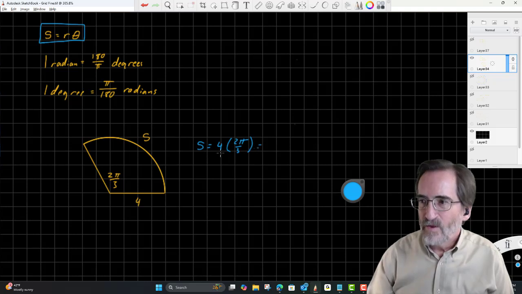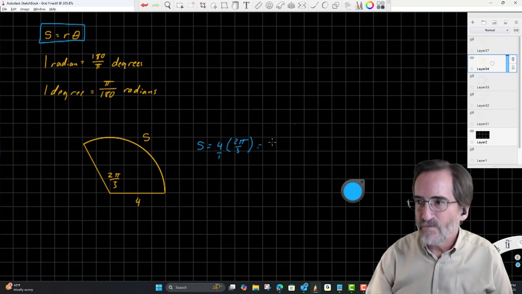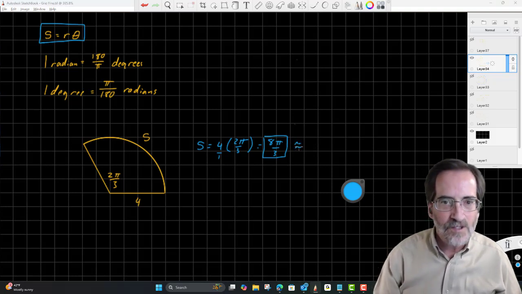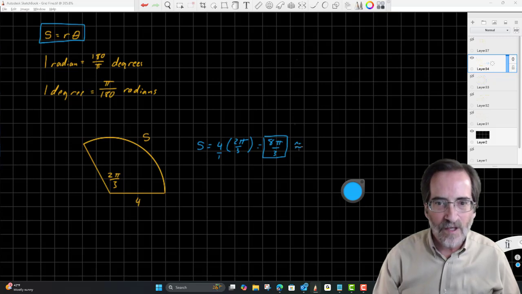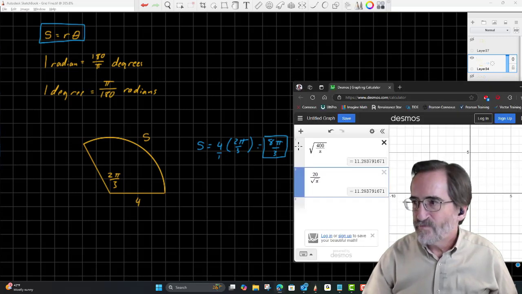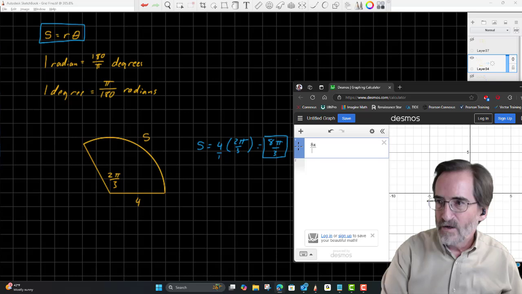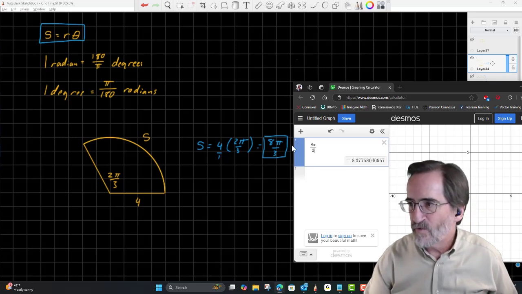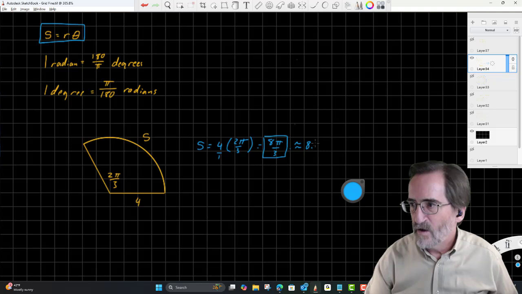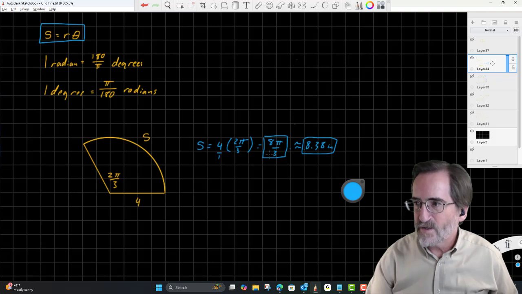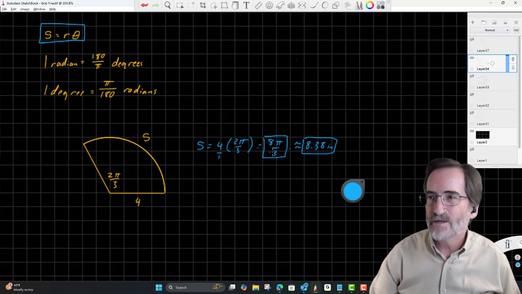Okay? Think of it as 4 over 1 and multiply. 4 times 2 is 8. So this is 8 pi over 3. That's the arc length. If you want a decimal approximation in inches or whatever the units are, bring up Desmos. Okay? And 8 pi divided by 3 is about 8.38 inches. This would be approximate, where 8 pi over 3 would be exact.